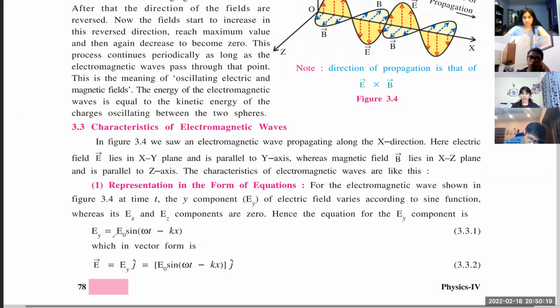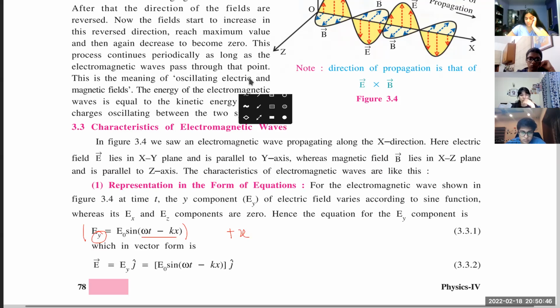Now next, write this and tell me what is the propagation direction, Ansh? Plus x, right? The wave propagation. The propagation of E is given by this subscript. So in which direction is E going? Plus y.